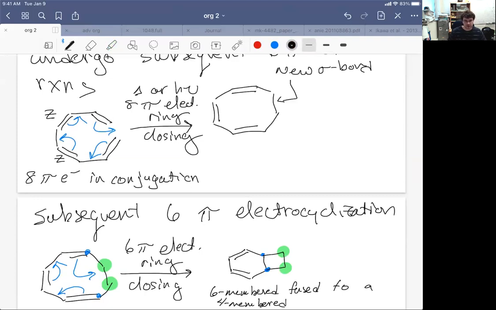a 4-pi electrocyclic reaction. It's not to say we don't have options, but we'll just stop here at this point and consider our 6-pi and our 4-pi system fused together. Okay, so that's an introduction to electrocyclization reactions.